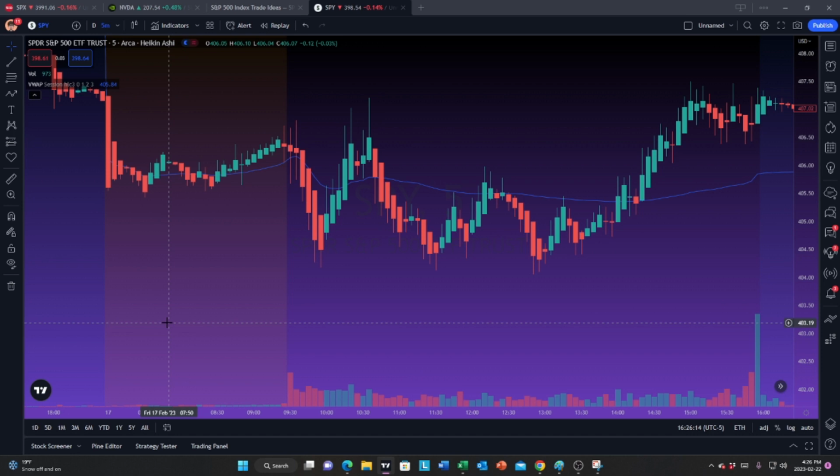Now, these rules about these new highs and these new lows are really only applicable to the ETF. So I've only ever really been able to successfully apply that principle to ETFs.